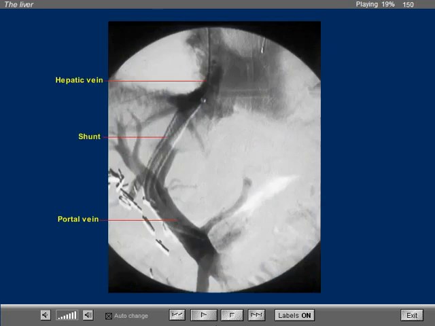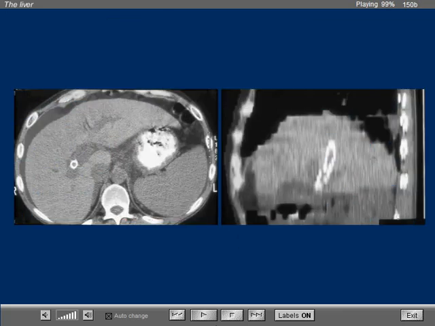This final image of a TIPS shows the connection between the portal vein and the hepatic vein. This patient had a TIPS, and we can see in the axial image the rounded density that represents the stent. In the sagittal reconstruction we note the presence of the stent that connects a hepatic vein with the portal vein.